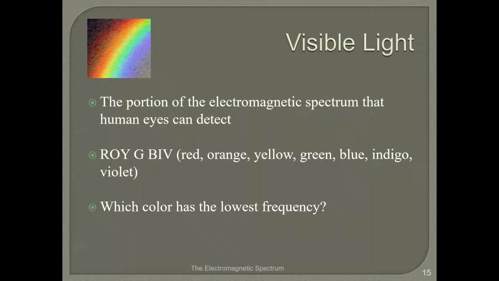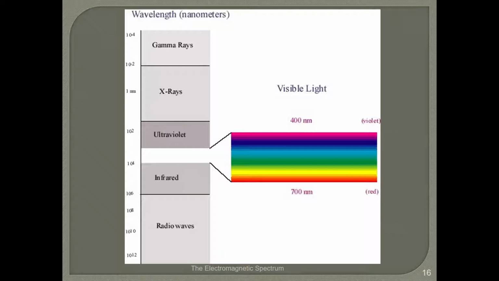So if you were to squeeze Roy G. Biv in, this is the correct order of increasing frequency. Violet has the highest. So you see they're squeezed in here. By the way, this visible light is a very, very small, narrow range. We only see the tiniest sliver of electromagnetic rays.